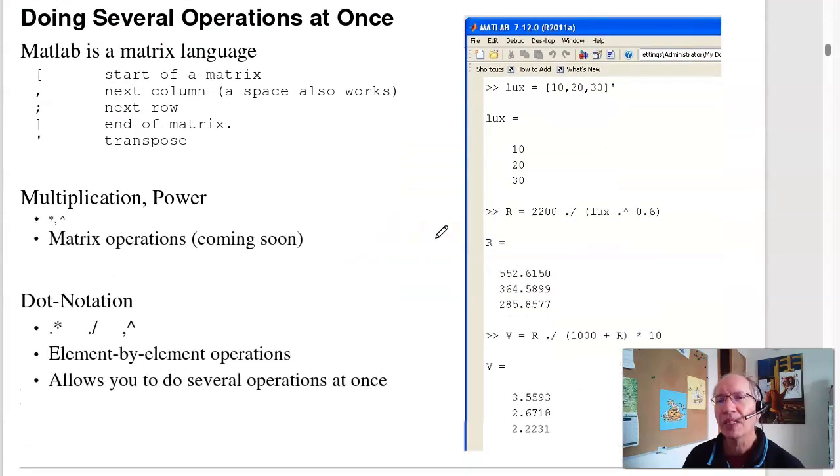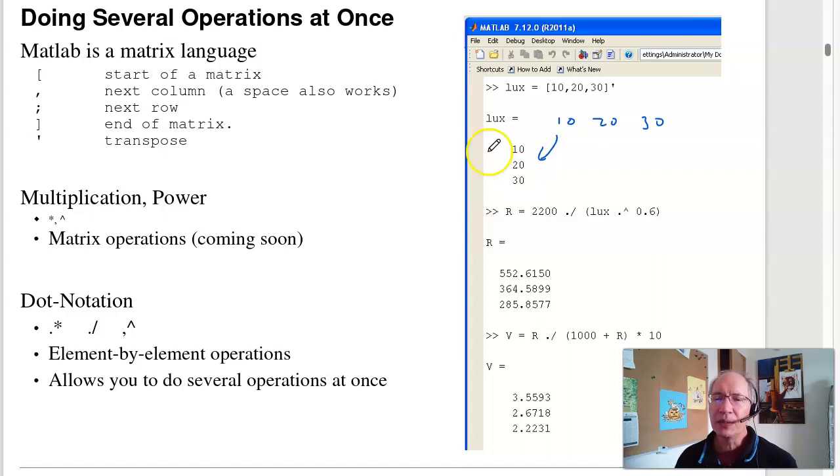Now MATLAB is a matrix language. If I want to start a matrix, I would do a square bracket. A comma means next column. Semicolon means next row. And a single quote means transpose. If I take out the single quote, my lux is going to be 10, 20, 30. If I transpose it, it gets rotated, becomes 10, 20, 30 as a column matrix.